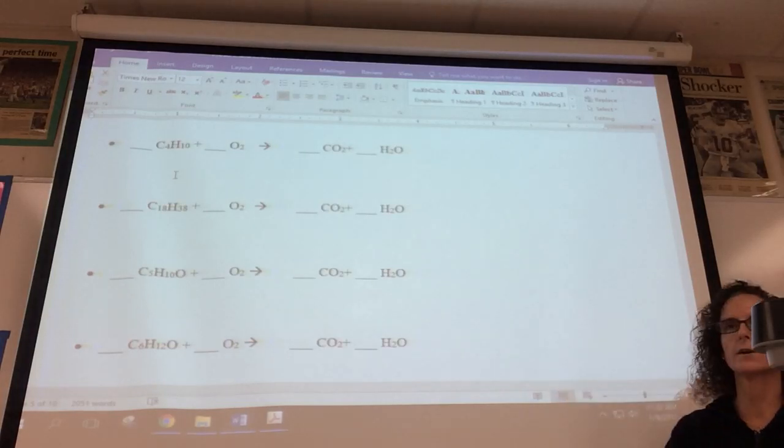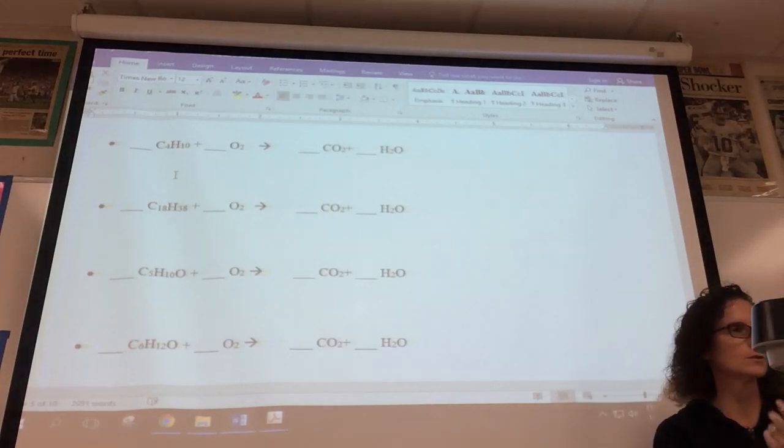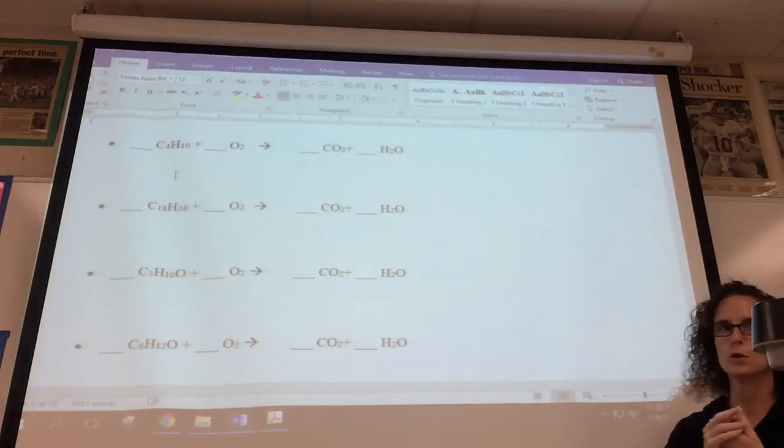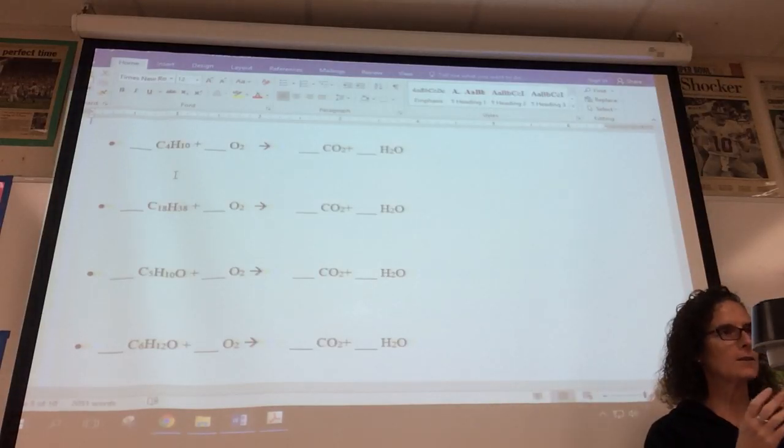H2O. They all have water as a product, so that's one thing you see. What else? They all have carbon dioxide. So in all four equations, you can see that the products are CO2 and water. What's something else that you see?